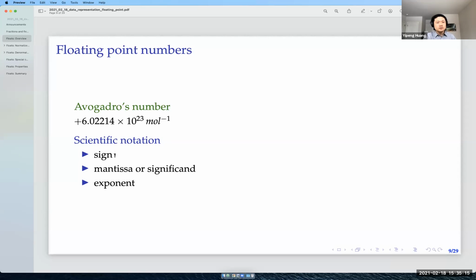So first we say if the number is a positive or negative number via the sign. And then we describe the significant digits of the number. Here, the terminology for this is called mantissa or significand, right? So for Avogadro's number, the mantissa is 6.02 something. And then finally, we describe what is its exponent. So we describe this number is actually times 10 to the power of 23. And so for Avogadro's number, the exponent is 23.